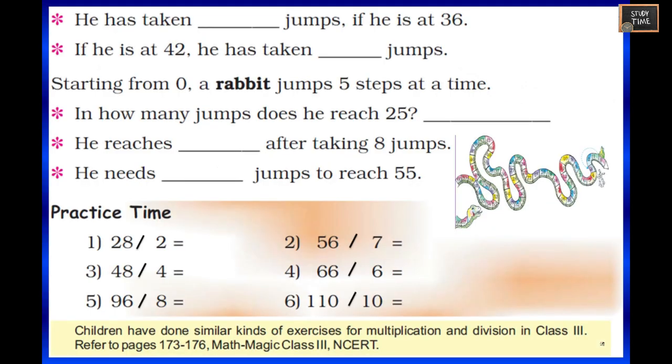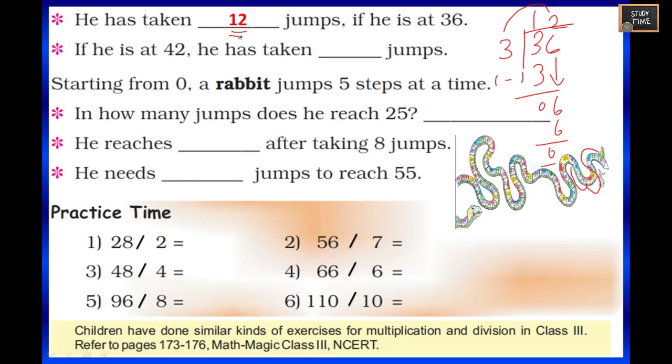He has taken dash jumps if he is at 36. So 36 you have to divide by 3. 3 ones are 3. So you have to subtract, you will be getting 0. Then 6. 3 twos are 6. So the answer is 12. Or you can check manually. So 3, 6, 9. For 36, he has taken 12 jumps. For 39, 13 jumps. For 42, it would be 14 jumps.